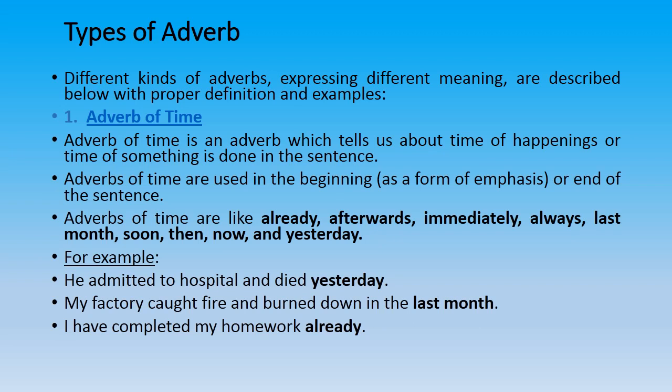Adverb of time. What is adverb of time? Adverb of time is an adverb which tells us about the time of happenings or the time something is done in the sentence. Adverbs of time are used in the beginning as a form of emphasis or at the end of the sentence. Adverbs of time are like already, afterwards, immediately, always, last month, soon, then, now, and yesterday. For example, he was admitted to hospital and died yesterday. My factory caught fire and burned down in the last month. I have completed my homework already.